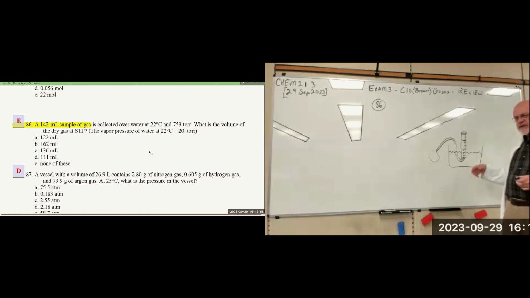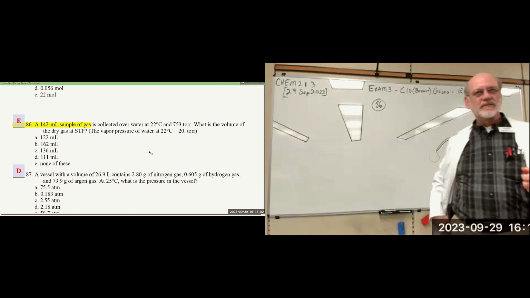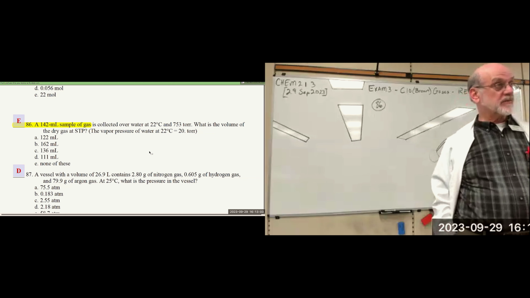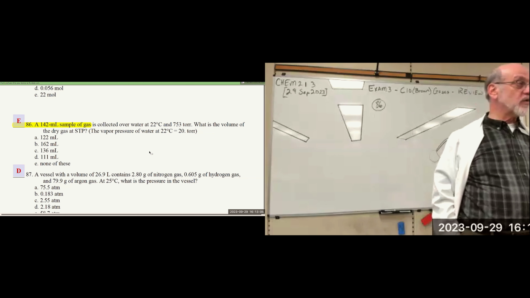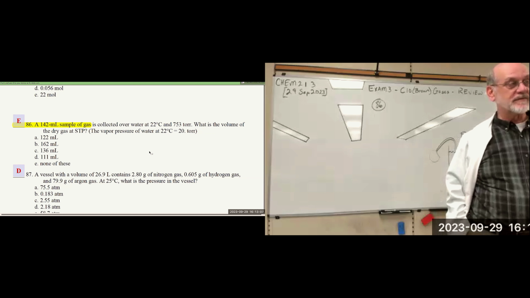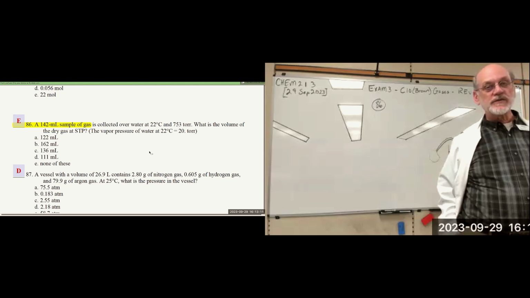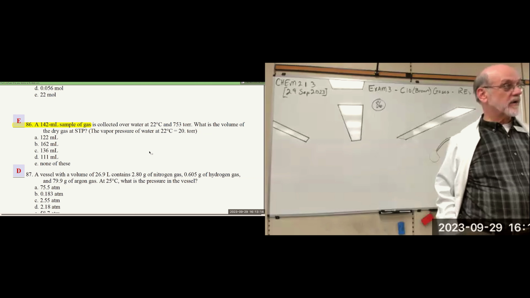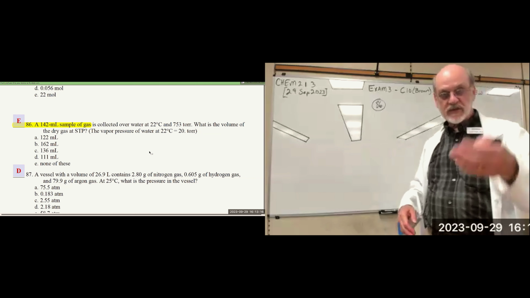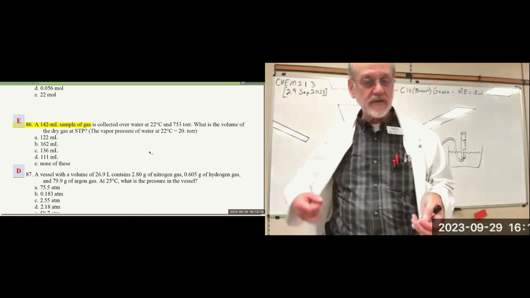Well, when you bubble a gas through water, it picks up some of the water vapor. So if you want to know anything about the gas without the water vapor, you've got to know the vapor pressure of water at that given temperature. And that's what they've given us here. At 22 degrees, it's 20 torr.